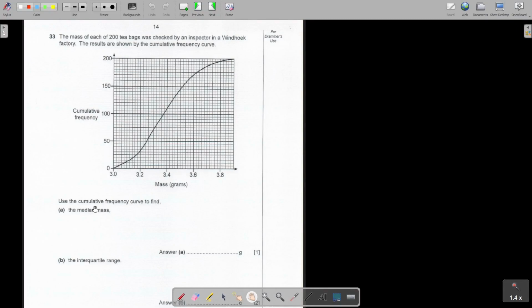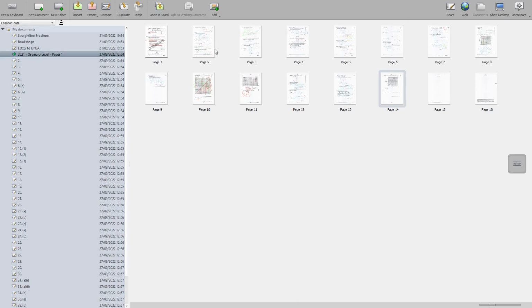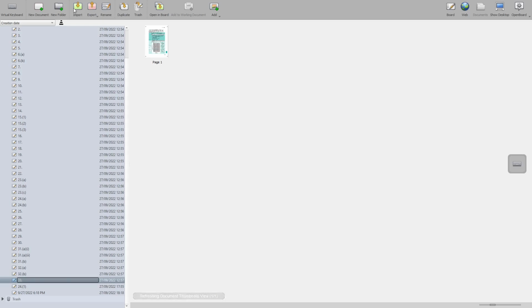And this is the last question of this question paper. Question 33. The mass of each of 200 tea bags was checked by an inspector in a Windhoek factory. The results are shown by the cumulative frequency curve. So I'm at cumulative frequency. They give you the graph. It's actually very nice and you must just work from the graph. So let's go to cumulative frequency, and here it's 33.